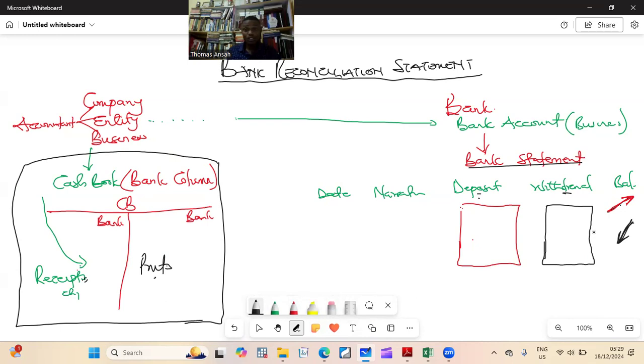Now I'm going to show you a typical example of how this bank statement looks. But before then, let me ask you a question. If somebody pays money into your account, or if you yourself go and pay money into your account, what is the name that the bank gives to that money? Is it a debit or is it a credit? When you pay money into your account, what do you think they say?